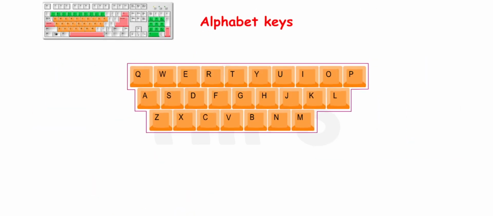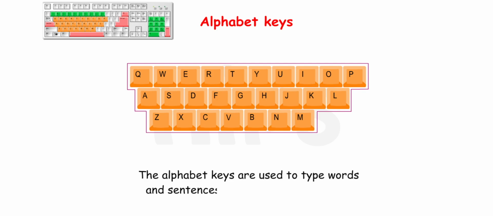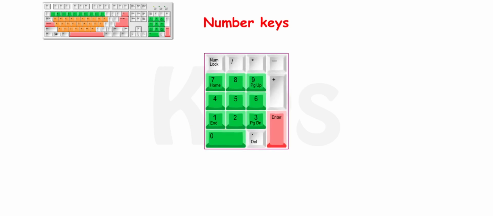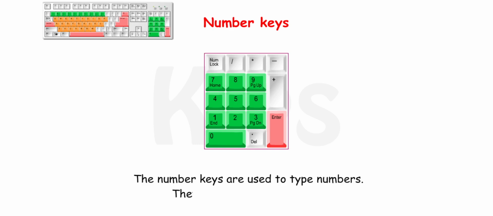Alphabet keys. The alphabet keys are used to type words and sentences. They are 26 in number. Number keys. The number keys are used to type numbers. They are marked with 0 to 9.